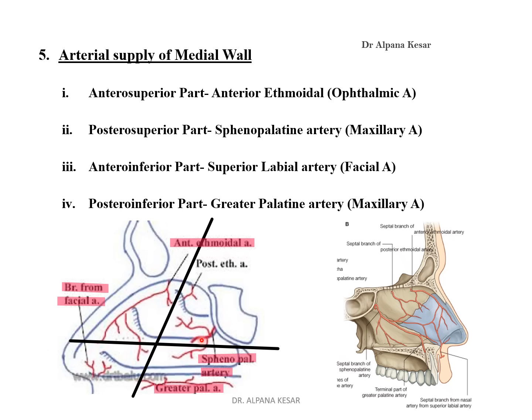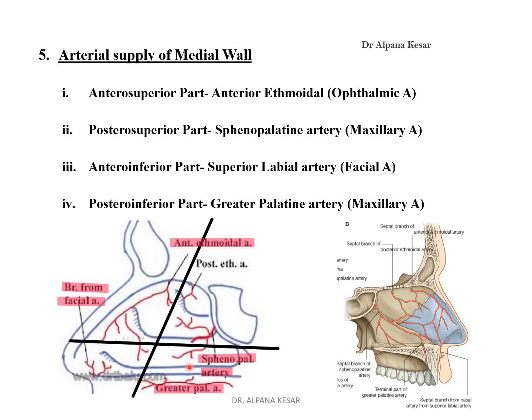The posterosuperior part gets its blood supply from the sphenopalatine artery, and sphenopalatine artery is a branch of maxillary artery. Most of the blood to the medial wall of nose comes from anterior ethmoidal artery and the sphenopalatine artery. The posterior-inferior part of the nasal septum gets its blood supply from the greater palatine artery. Greater palatine artery is a branch of maxillary artery.